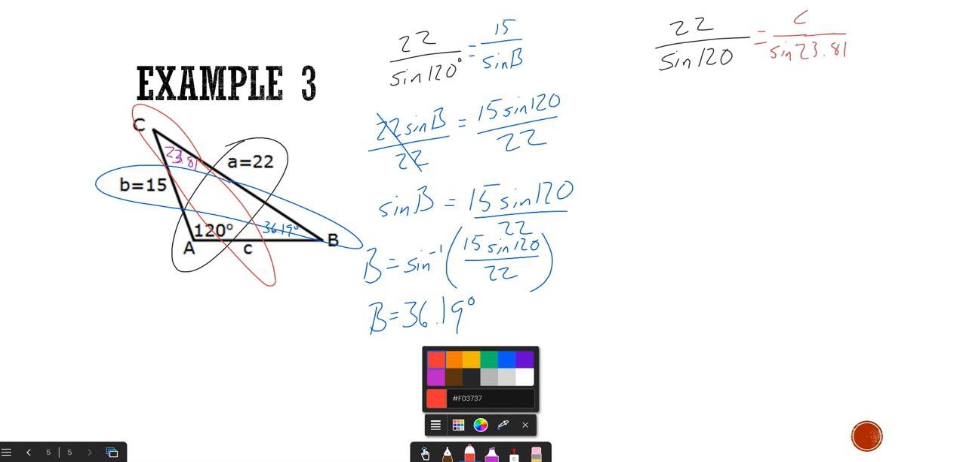When we go to solve this, multiply both sides by sine of 23.81. These will cancel out, so we get C is equal to 22 times sine of 23.81 divided by sine of 120. So we can put that into our calculator, again making sure we are in degree mode. And we get C is approximately 10.26.